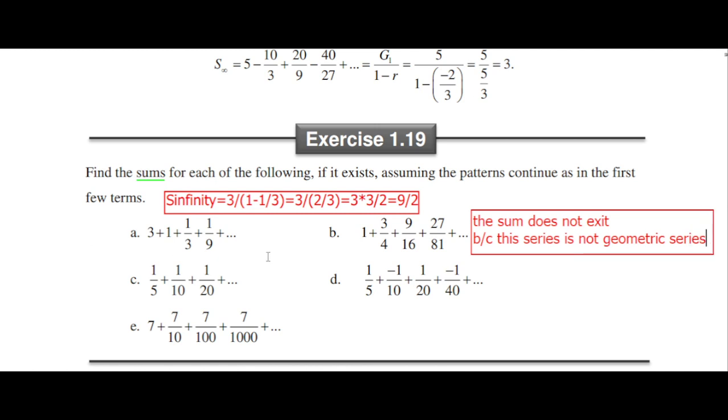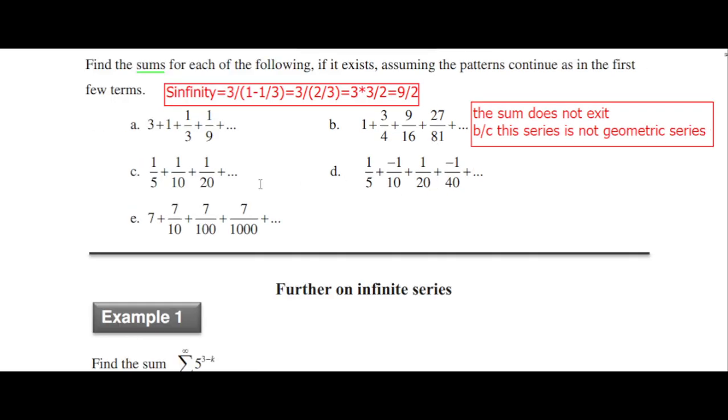Okay, let's go to question C: 1 over 5 plus 1 over 10 plus 1 over 20. The common ratio is 1 over 10 divided by 1 over 5, which is 1 over 2. Check: 1 over 5 times 1 over 2 is 1 over 10, yes, it is correct. 1 over 10 times 1 over 2 is 1 over 20. So this is correct. 1 over 2 will be r.